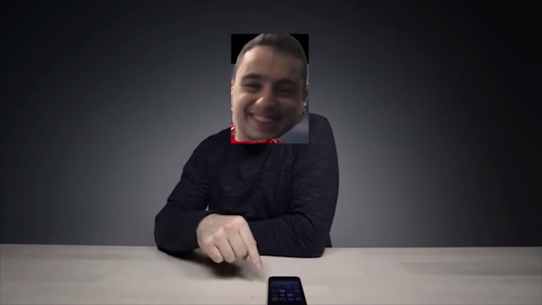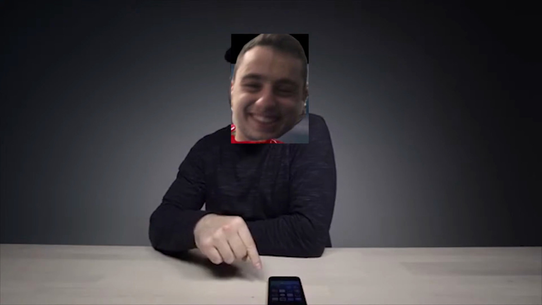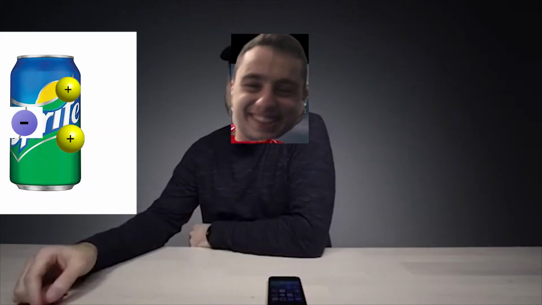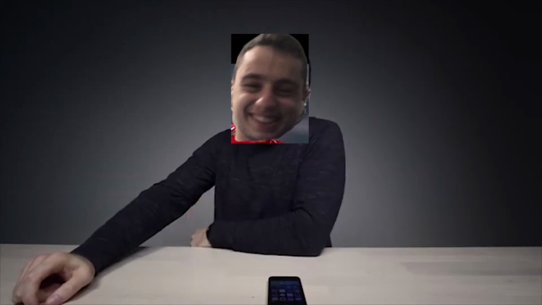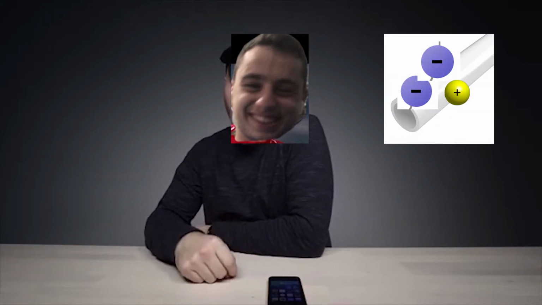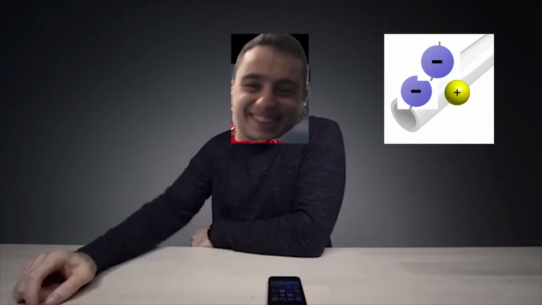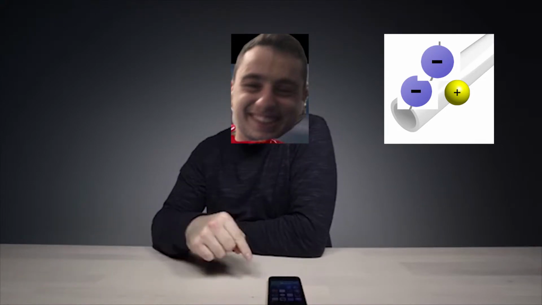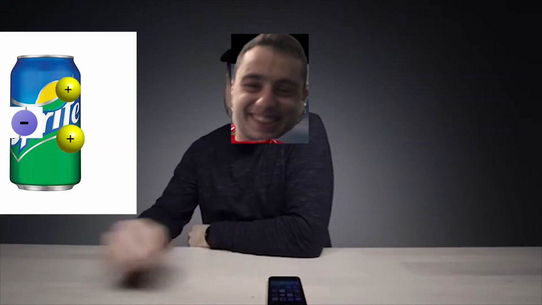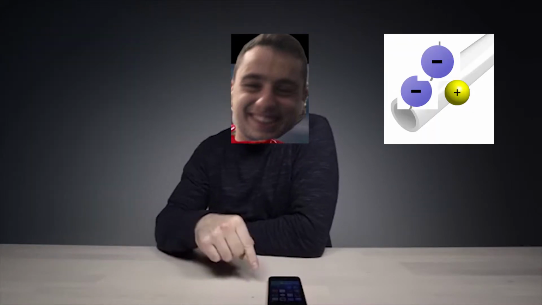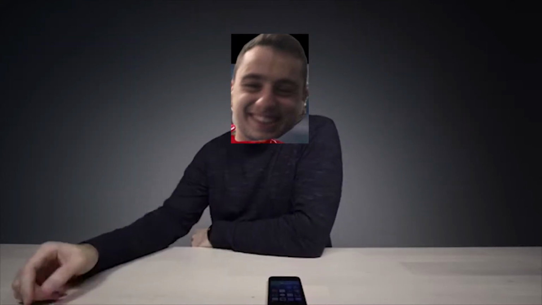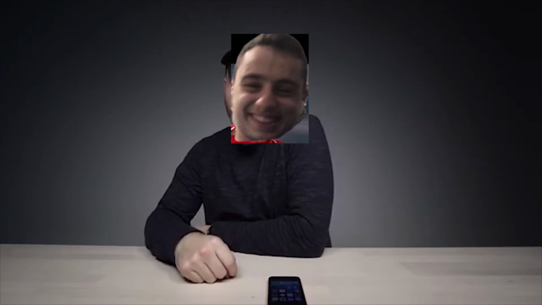Now we will demonstrate how an uncharged soda can that contains protons and electrons reacts to a negatively charged object. Since the PVC pipe is negatively charged, that means there are more electrons than protons. So now when they are in touching distance, the soda can's protons are attracted to the pipe's electrons, which causes the can to follow the pipe.